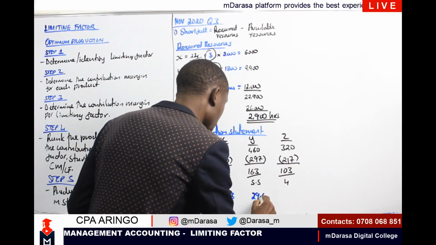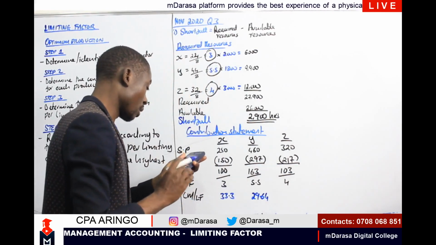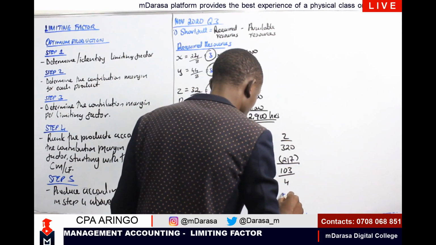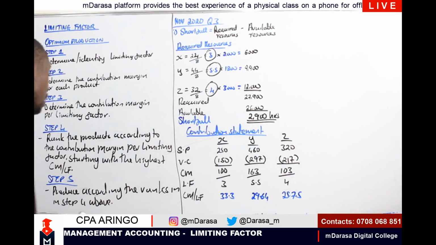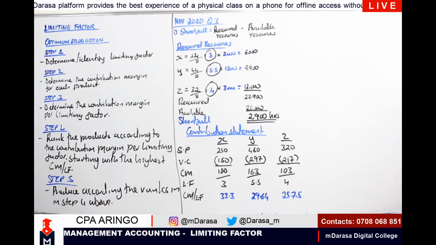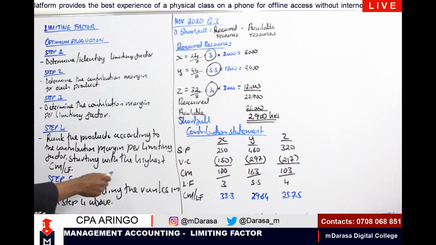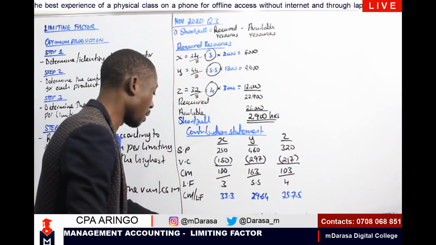29.64. And 103 divided by 4. That should give us 25.75. Then after that, what do we do? We rank the products according to the contribution margin per limiting factor, starting with the highest contribution margin per limiting factor. So come and rank.